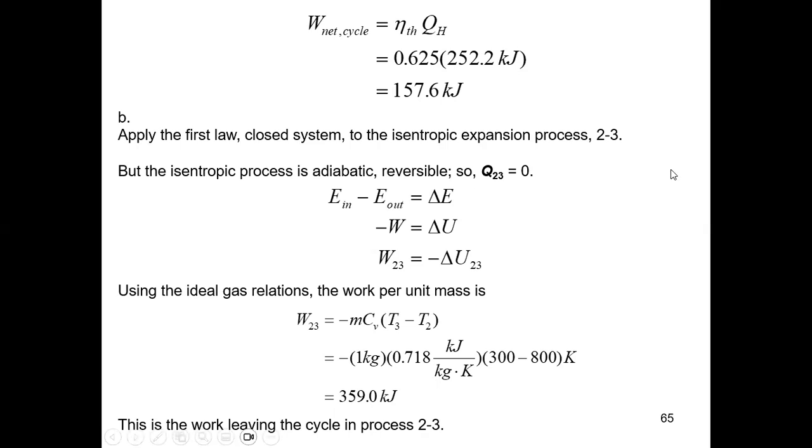For part B, apply the first law, closed system, to the isentropic process 2 to 3. The isentropic process is adiabatic and reversible, so Q23 is 0. So E in minus E out is delta E, and minus W is equal to delta U. So W23 is minus m Cv (T3 minus T2), and you get W23 as 359 kilojoule. This is the work leaving the cycle in process 2 to 3.